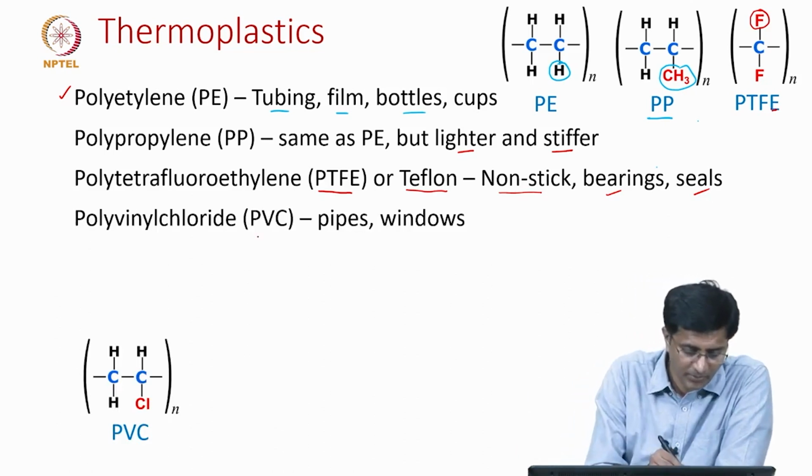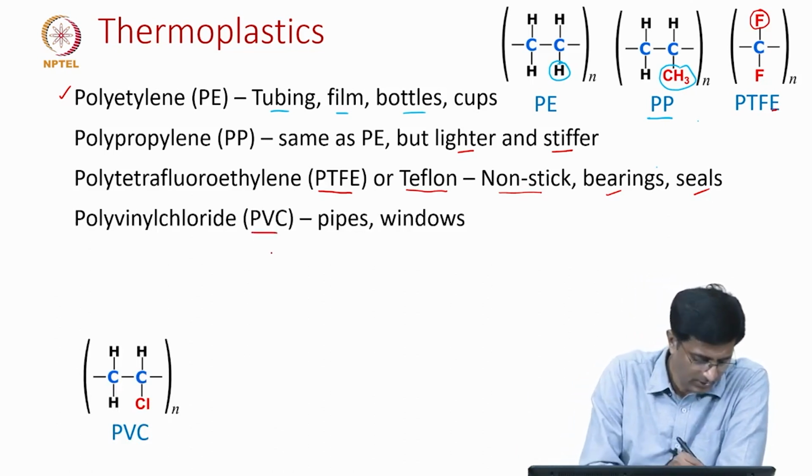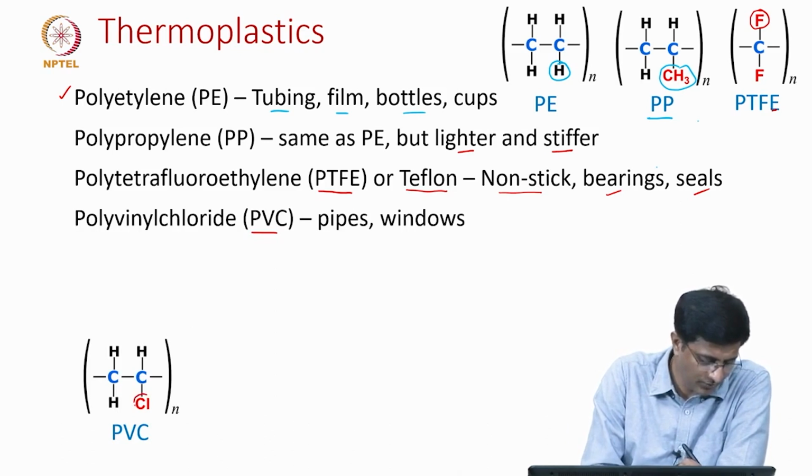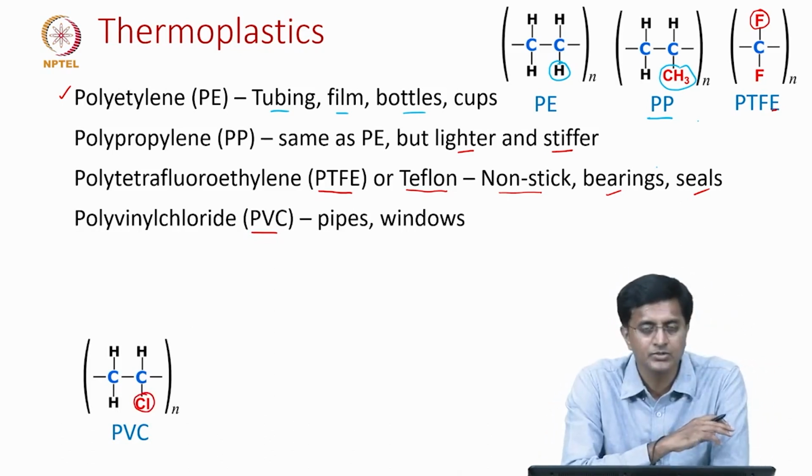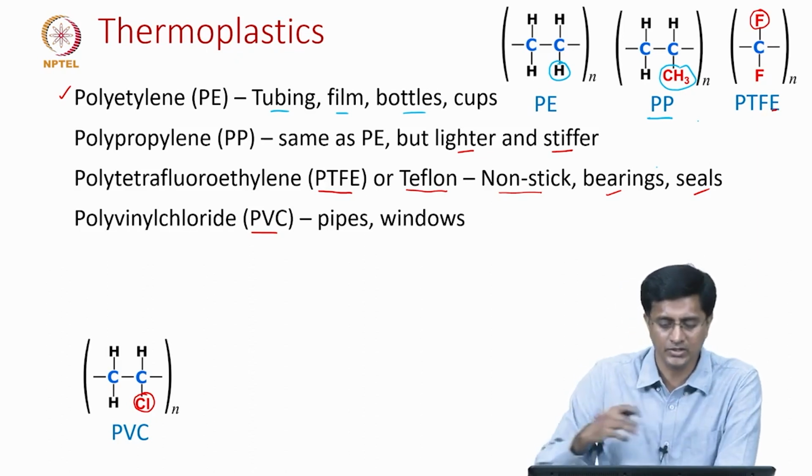So next we look at PVC. Again here too we are replacing hydrogen with chlorine atoms. PVC we have heard about in pipes and windows where it is commonly used.